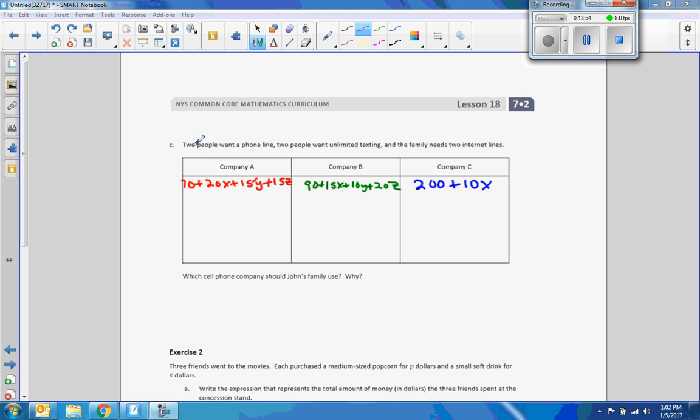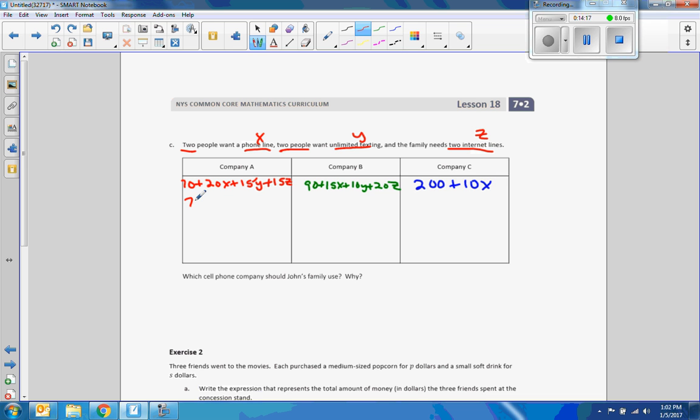So now we have another scenario. 2 people want a phone line. 2 want unlimited texting. And the family needs 2 internet access, X, Y's, and Z's. So now we're going to substitute these in. So I've already brought in the formulas that we used prior.